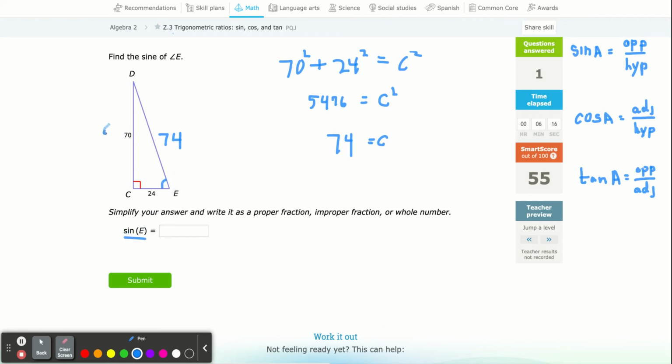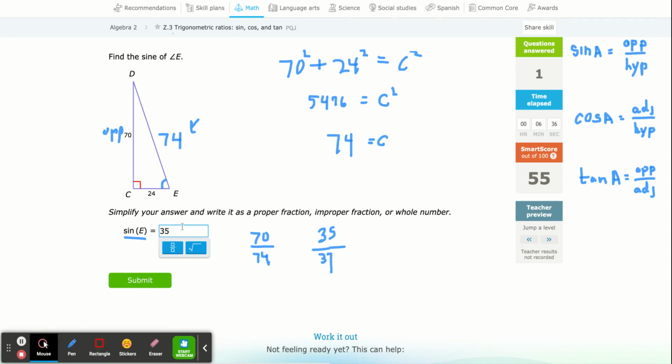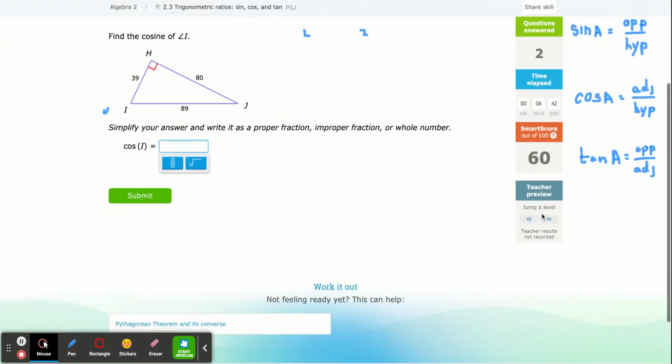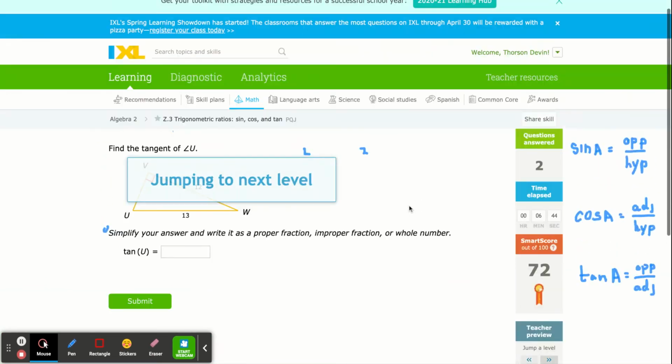Sine is opposite, which will be this side here, over the hypotenuse. That's why I had to do Pythagorean's theorem. So it's 70 over 74, and I reduce that to 35 over 37, which does not reduce further. So that's what I type in, 35 over 37. I believe I can even do it that way. I think it accepts that. Yep, exactly. Again, jumping forward.